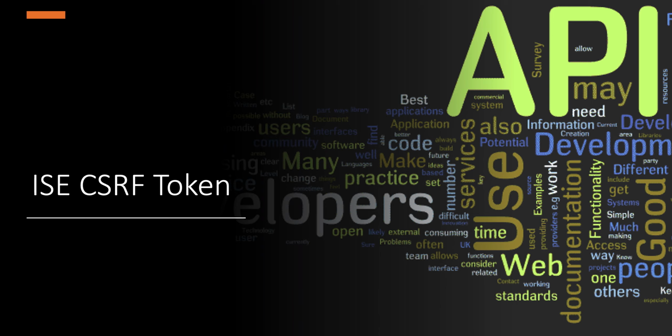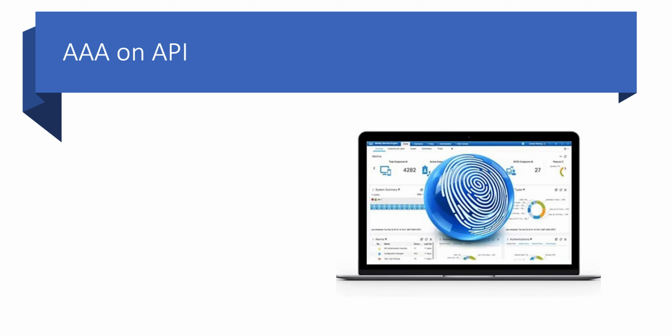In this video, we are going to have a quick overview of the ISE CSRF token, and we are going to see how we can use this in order to enhance the security when making API calls to our ISE environment. First of all, we need to understand how AAA works for the API.